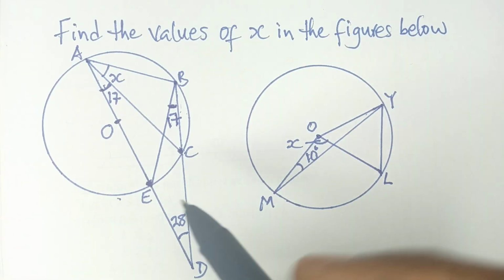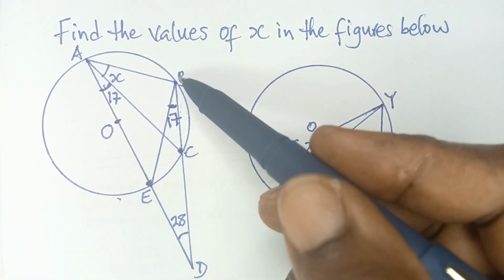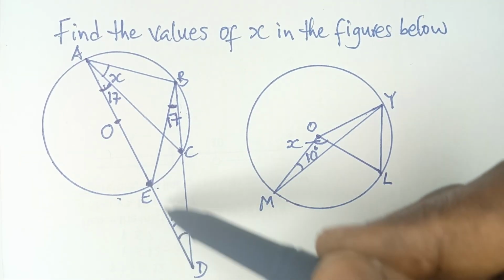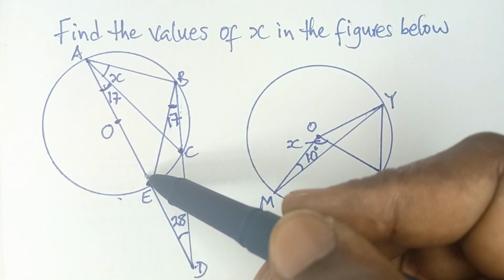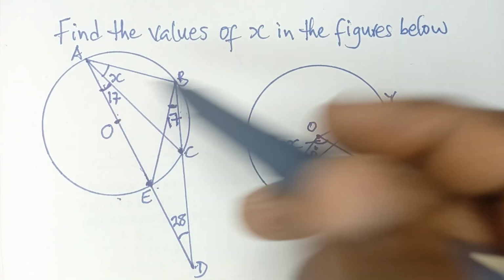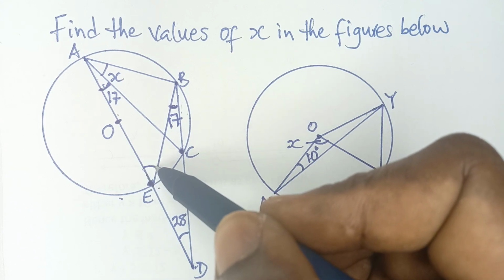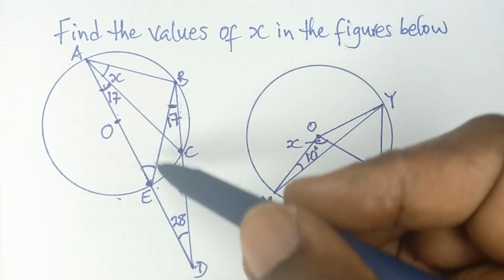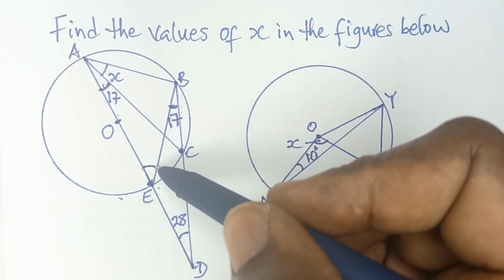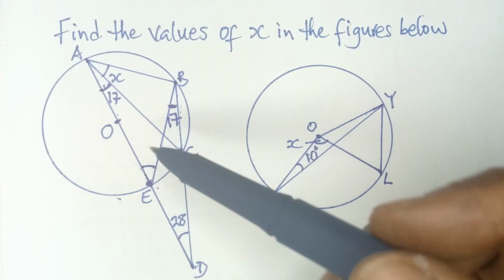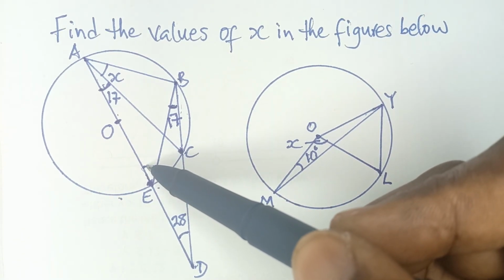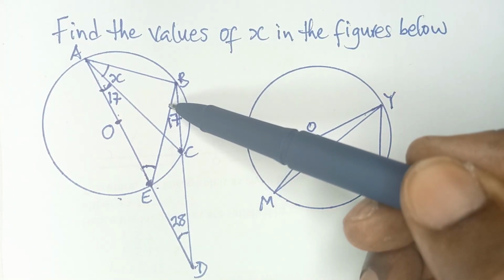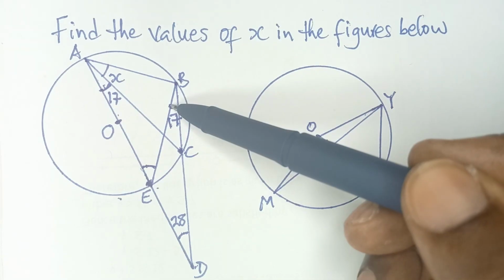Now, look at this triangle BDE. If we look at triangle BDE, you see that this line DE is extended outwards of the triangle to form this external angle here. So when you have a situation where one of the lines of the triangle extends outward to form an exterior angle, then the theorem that should come to your mind is that the exterior angle of a triangle is equal to the sum of the two opposite interior angles.